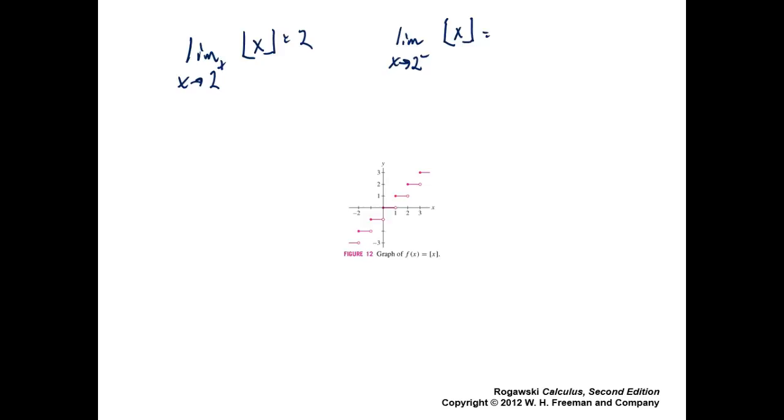1. It doesn't equal 1. It doesn't get to 1, but it approaches 1. Because it's 1 everywhere close to 2. From the left, it's 1, 1, 1, 1, 1. Now when you get to 2, it jumps up. But if you're approaching just from the left, it looks like the limit is 1.